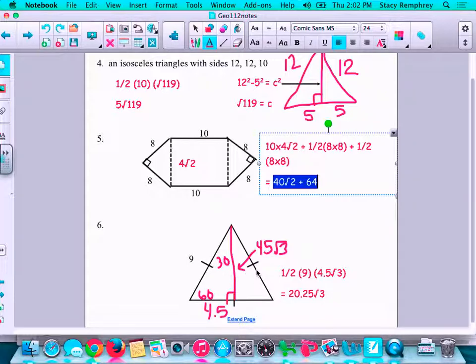Finally, the last question was an equilateral triangle, which means all the angles are 60. If this is 60 and the hypotenuse is 9, by special right triangles, I can figure out this length and the height. And then I use the area formula to determine that.